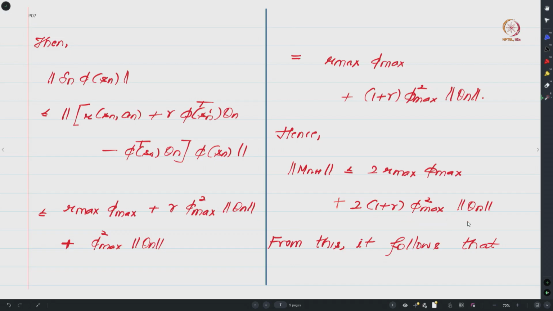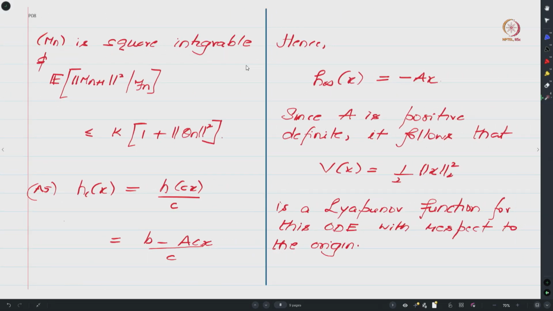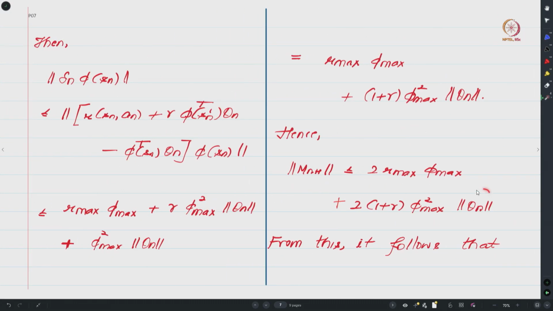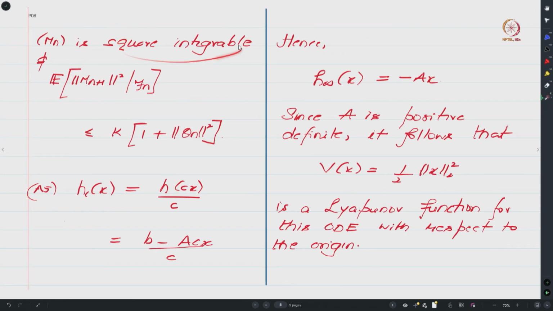So one can trivially show this expression, and from this it follows that Mn is actually square integrable. At any given time instance you are basically adding terms with finite norms, and hence at any given time instance n, your norm theta n is going to be bounded, and from that fact one can show that Mn plus 1 is actually bounded. Of course the bound can keep changing with n, but for every n we have some bound, and because Mn plus 1 is bounded, its expectation will also be bounded, and hence one can conclude that each Mn is square integrable.